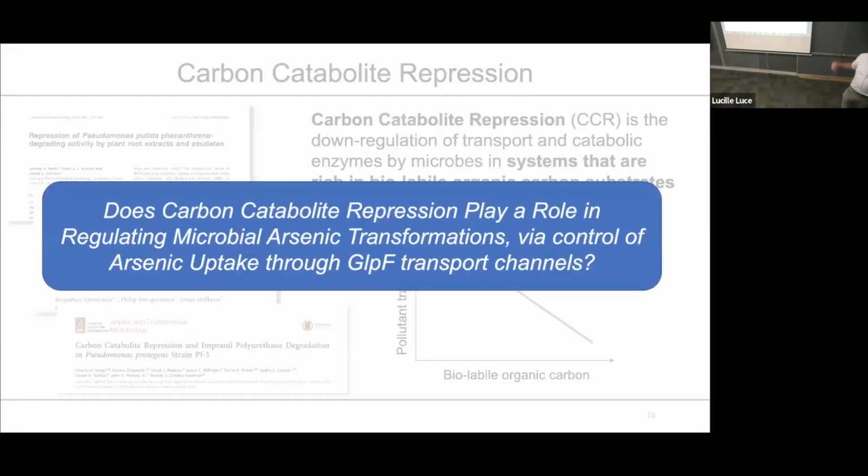Okay, so here's basically the question here. Does carbon metabolite repression play a role in regulating microbial arsenic transformations through control of arsenic uptake through transporters that principally take up carbon chains?